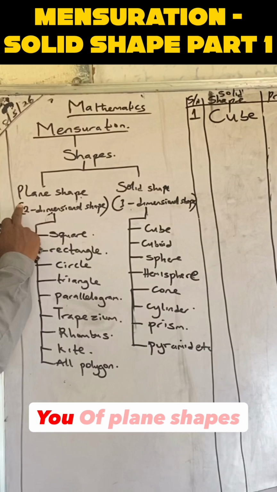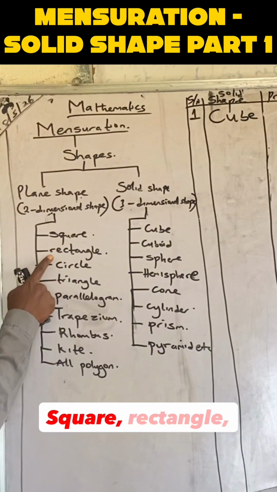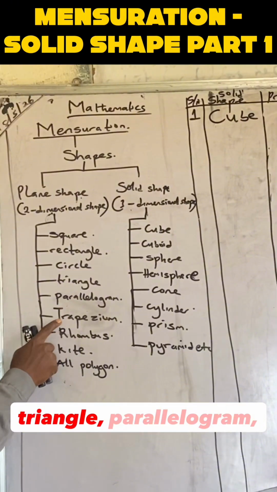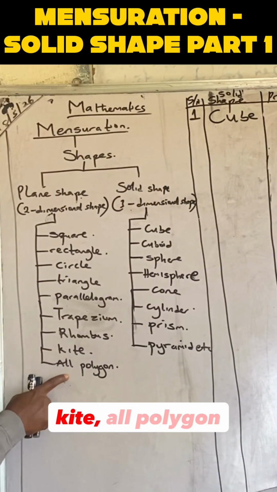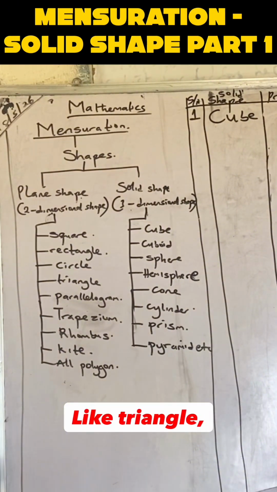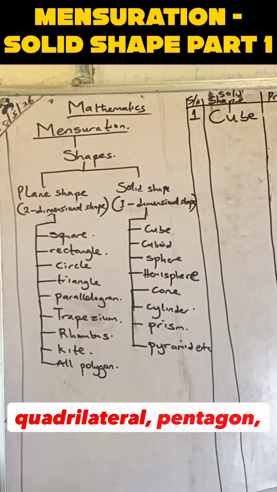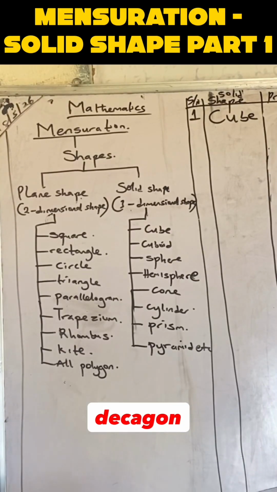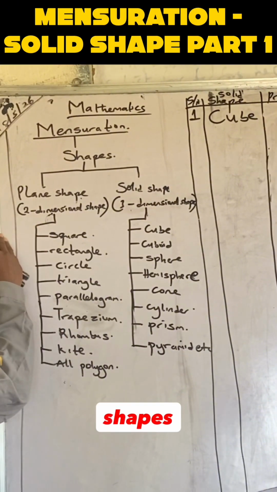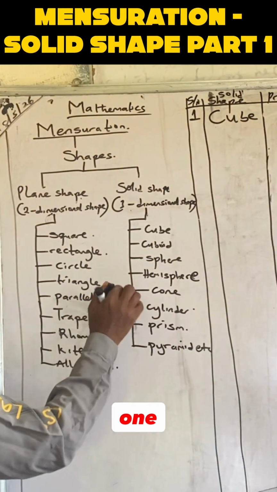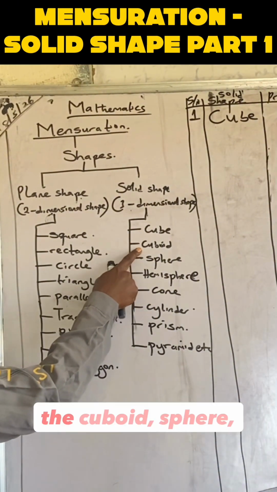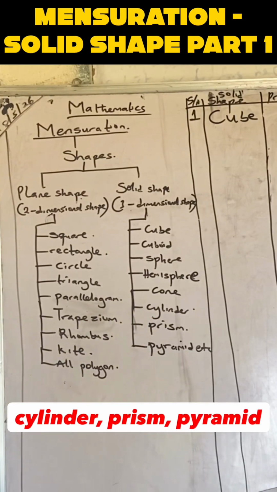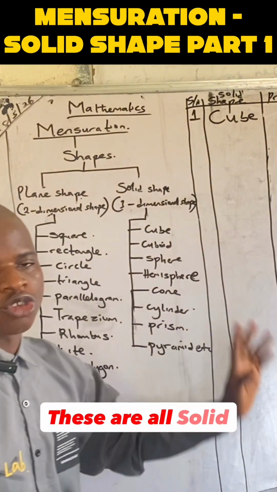So let's go to the examples of plane shapes now. Square, rectangle, circle, triangle, parallelogram, trapezium, rhombus, kite, and all polygons like triangle, quadrilateral, pentagon, hexagon, heptagon, octagon, nonagon, and decagon. All these are plane shapes. So let's go to the solid ones. We have the cube, the cuboid, sphere, hemisphere, cone, cylinder, prism, pyramid, etc. These are all solid shapes.